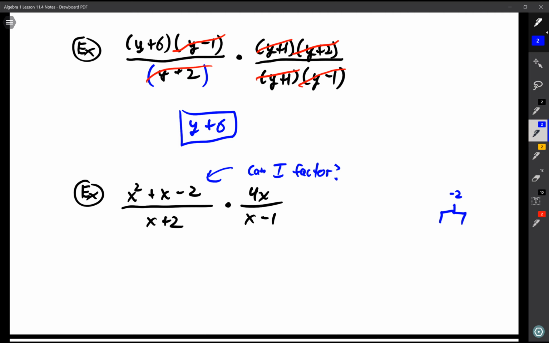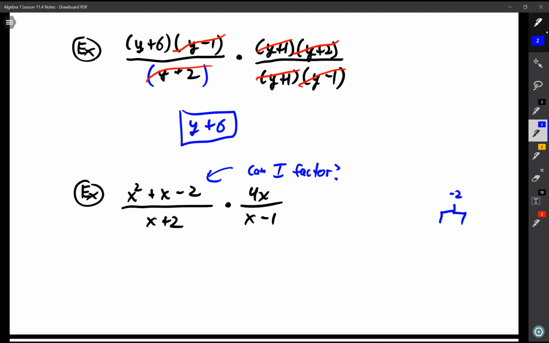And I still have this as x plus 2 over... times 4x over x minus 1. Now I can look for what cancels. I have an x plus 2 on top and bottom. They cancel. I have an x minus 1 on top and bottom. They cancel. And I'm just left with the 4x. And that's my answer.